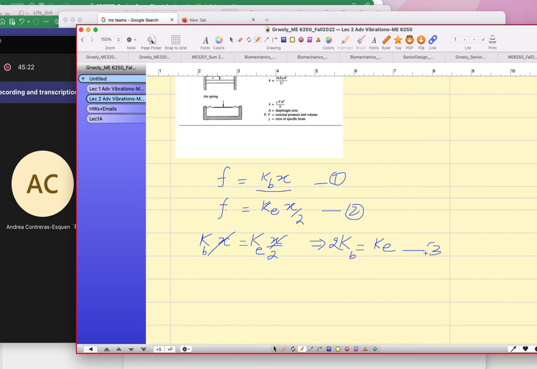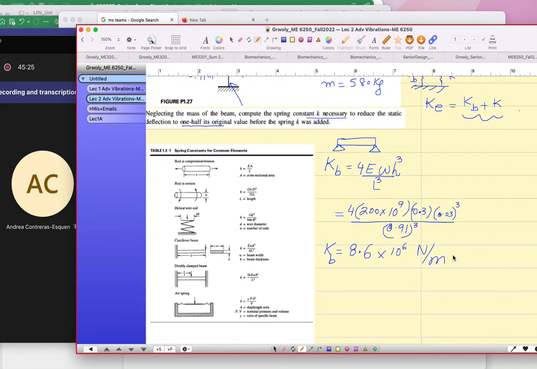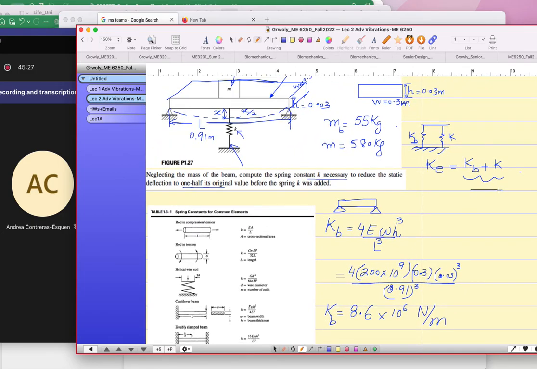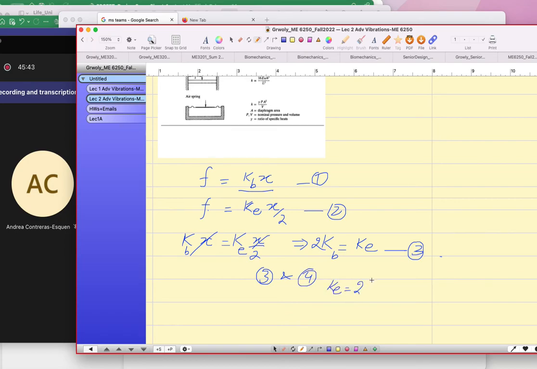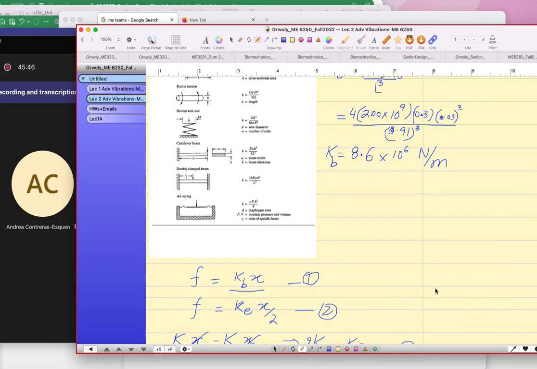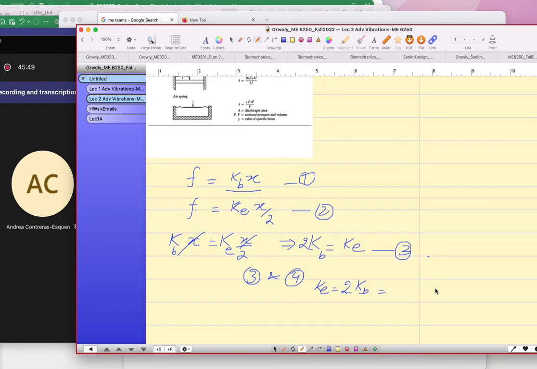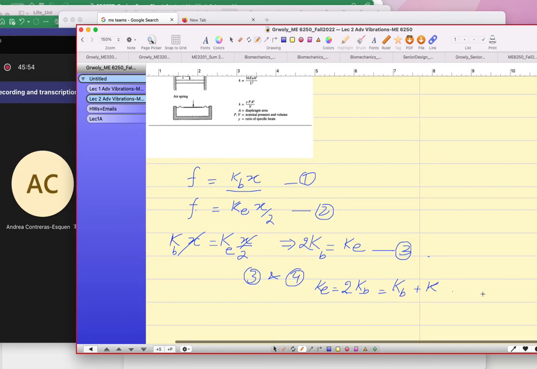This is equation number 3, and this one is equation number 4. Compare these: k equivalent is equal to 2kb. So I can write that 3 and 4 are equal. So k equivalent is equal to 2kb, which equals what? Equals kb plus k. So what is k from this combination? If you just do the rearrangement, k equals kb. Agreed?